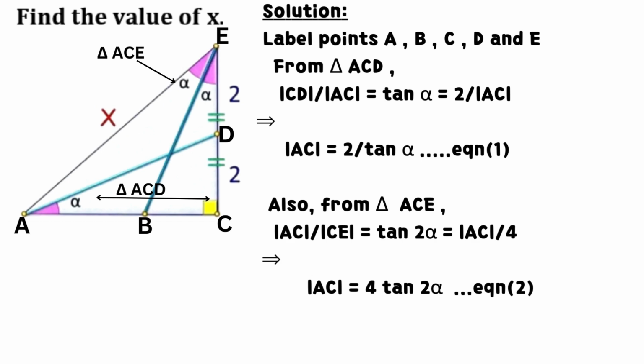Also, from triangle ACE, line AC divided by line CE equals tan 2 times alpha, which equals line AC divided by 4. It implies that line AC equals the product of 4 and tan 2 times alpha. We call it equation 2.